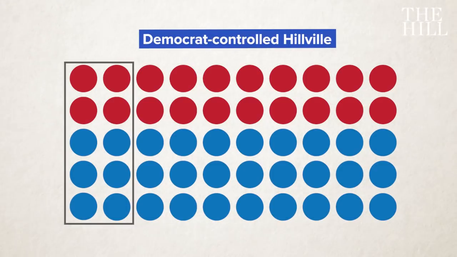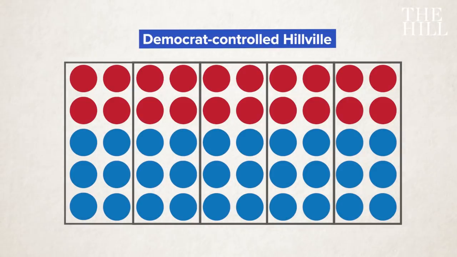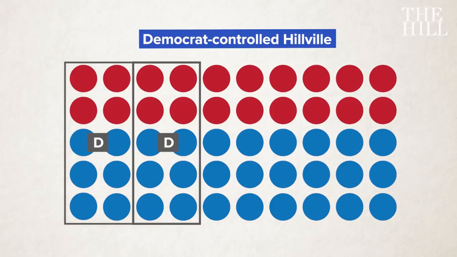5 districts in which Democrats outnumber Republicans. In this case, Democrats would expect to control 100% of the council seats, even if they only make up 60% of the population. Democrats have cracked the Republican electorate between districts.